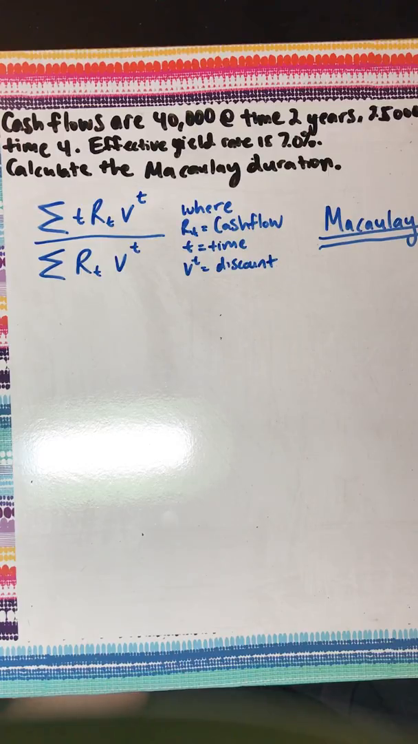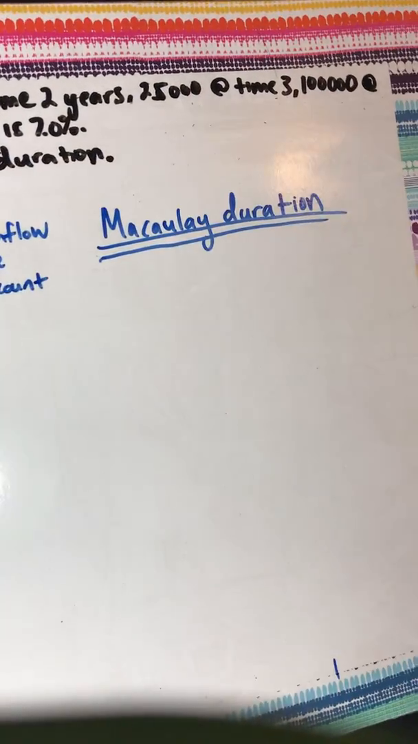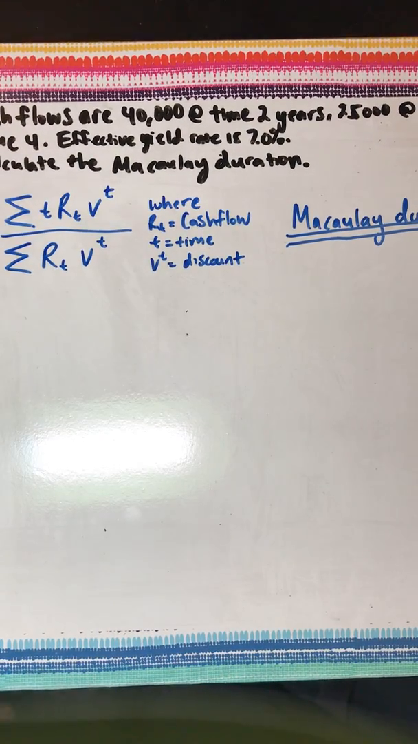Hey everyone, today I'll be going over problem number 122 from the Exam FM practice problems provided by the Society of Actuaries. Cash flows are 40,000 at time 2, 25,000 at time 3, sorry about the cutoff here, but it also says 100,000 at time 4. We have that the effective yield rate is 7%.